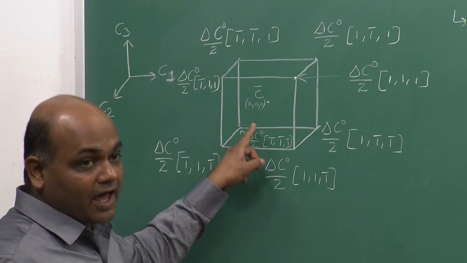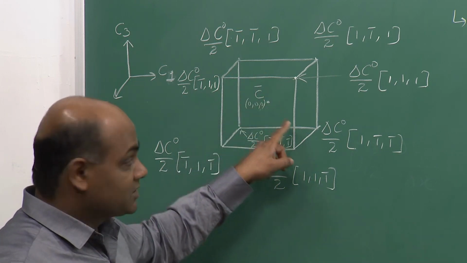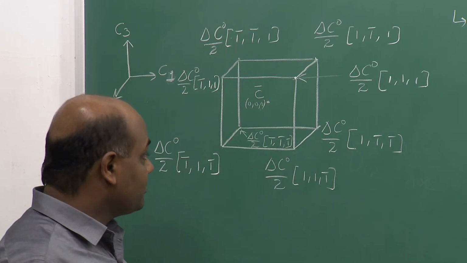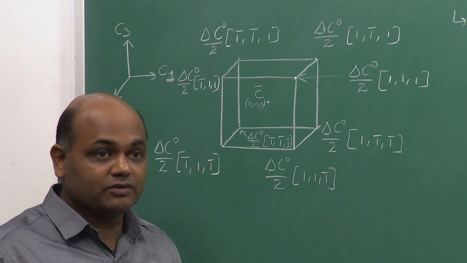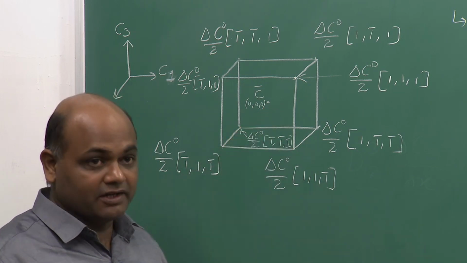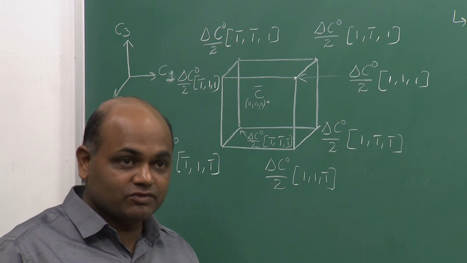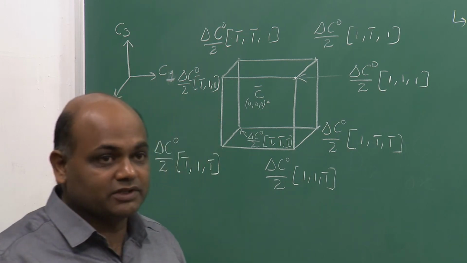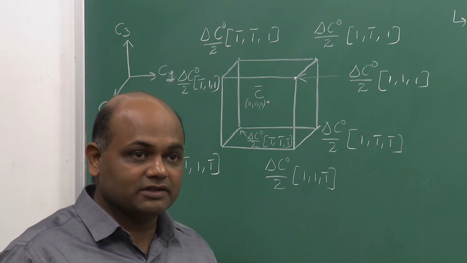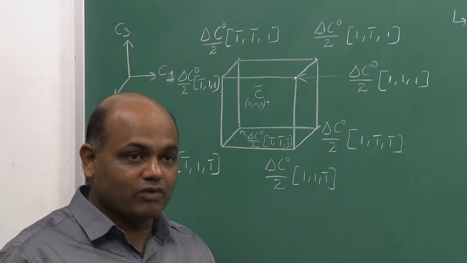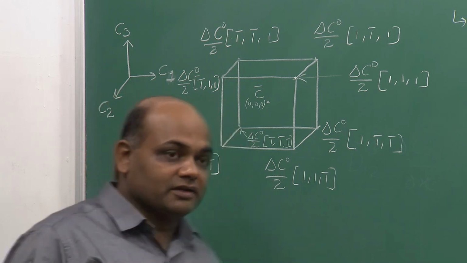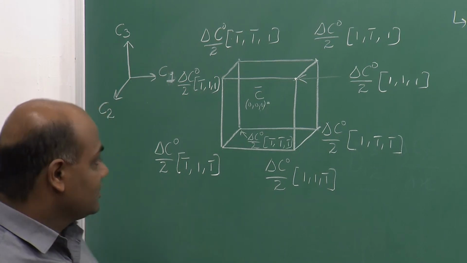So, we can have in quaternary, for example, 4 diffusion couples whose diffusion paths are expected to intersect at one single composition C bar here, and this way the body diagonal diffusion couples help us to design the diffusion couples which will intersect at one desired composition.